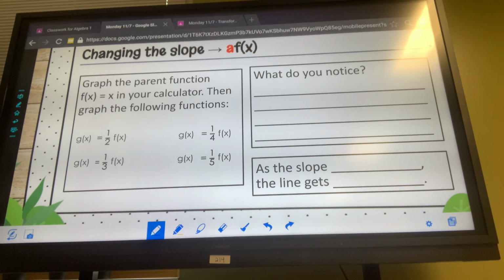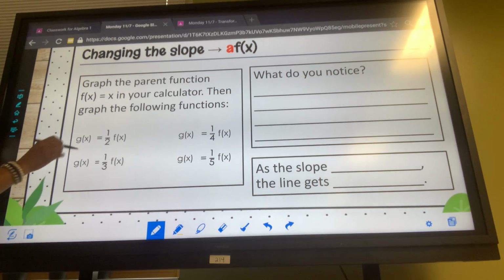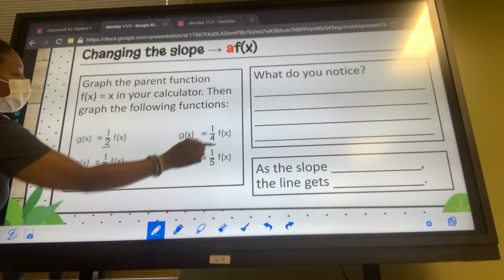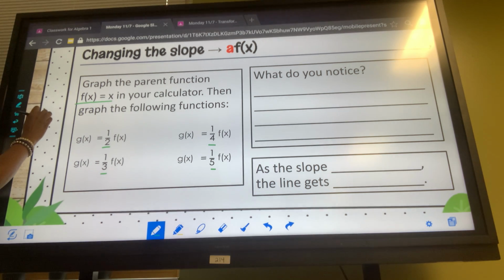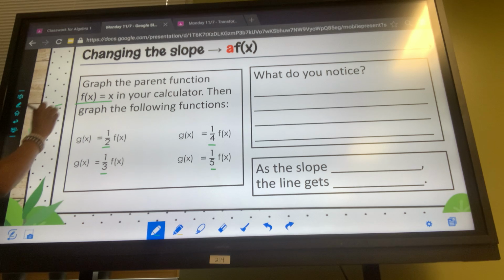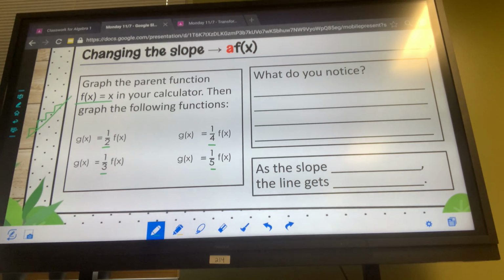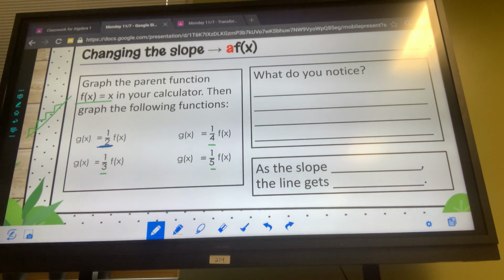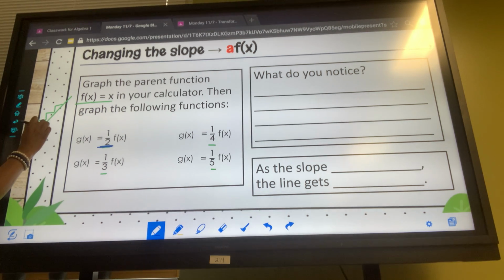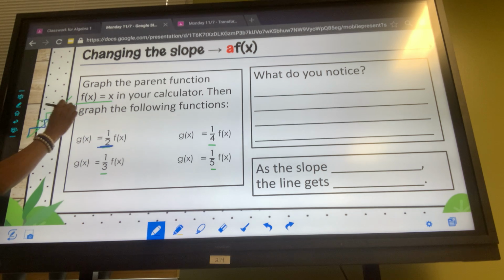Now we have these numbers right here in front of our x. We notice that they are all fractions. Are they greater than 1 or less than 1? Less than 1, right? All these are less than 1. Remember, our parent function has a slope of 1, up 1 over 1, up 1 over 1. But now when I get to this 1/2, it's going to go up 1 over 2, up 1 over 2.